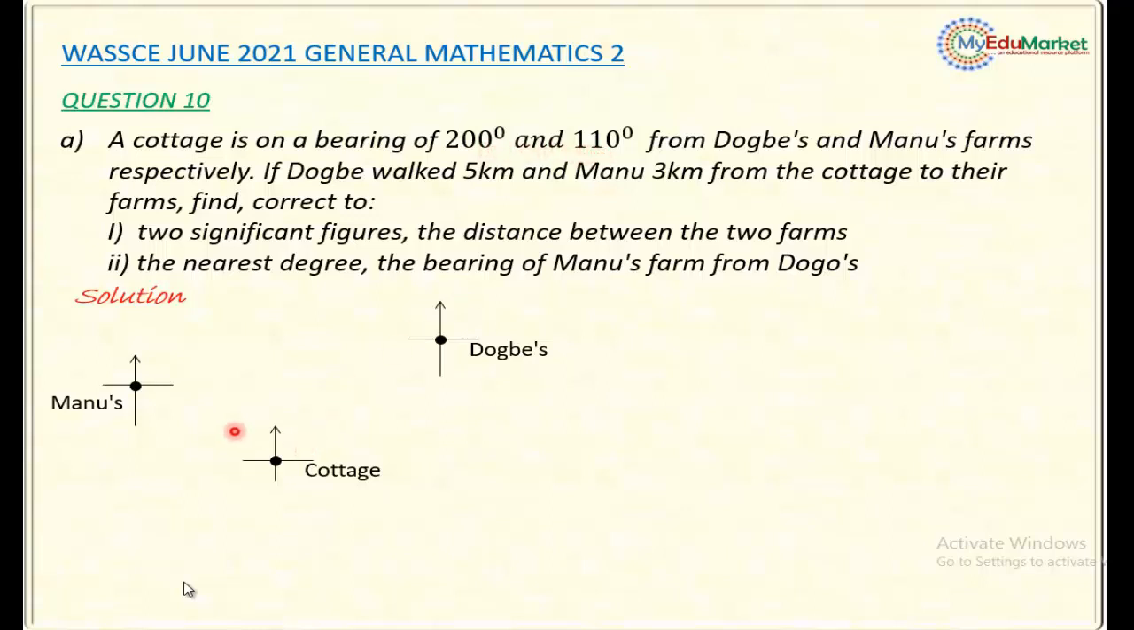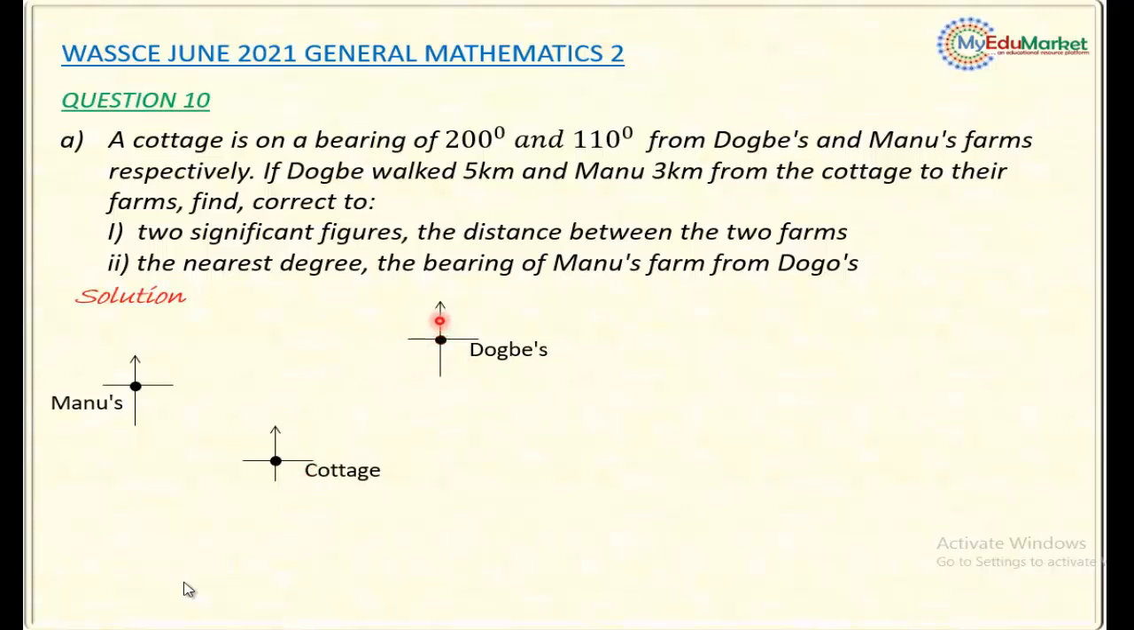Similarly, the bearing of the cottage from Manu's farm is also given as 110 degrees. So this is the cottage, this is Manu's farm, and the bearing of the cottage from here is 110. So let's take the bearing. Let me start with that of the cottage from Dogbe's farm.